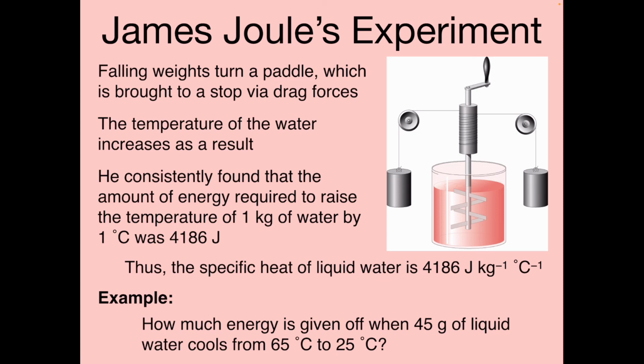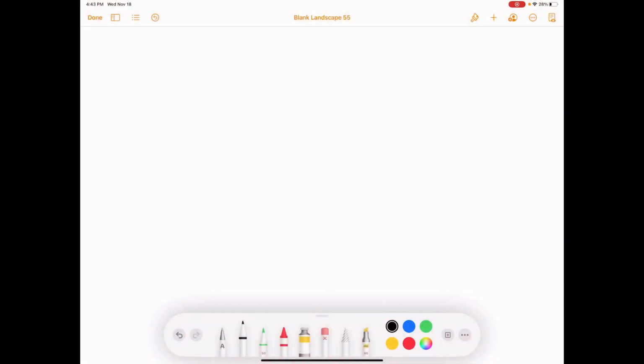How much energy is given off when 45 grams of liquid water cools from 65 degrees Celsius to 25 degrees Celsius? Let's work this out. So we'll start with Q equals m times lowercase c times delta T. Now, m is the mass of the water, which is 45 grams, or 45 times 10 to the minus 3 kilograms. c is the specific heat. For water, that's 4,186 joules per kilogram degree Celsius, like this.